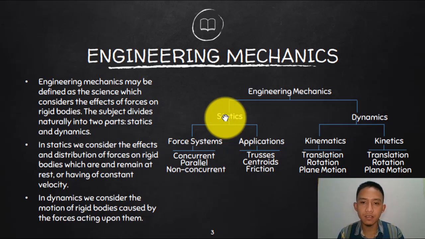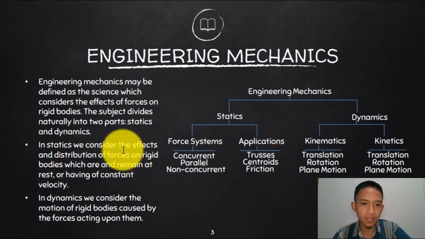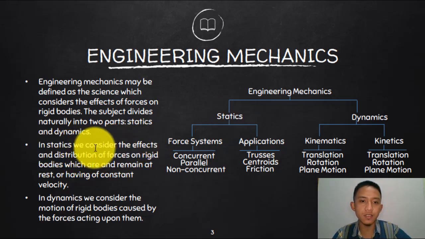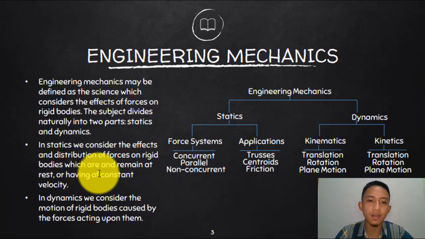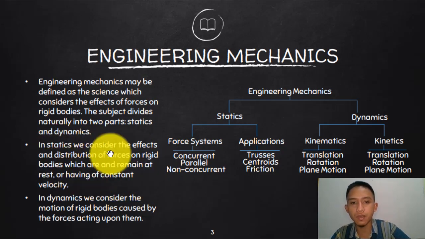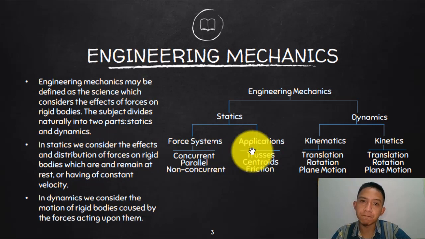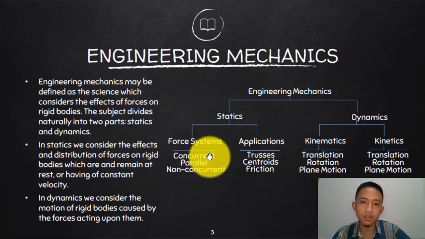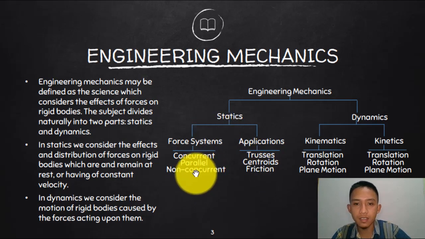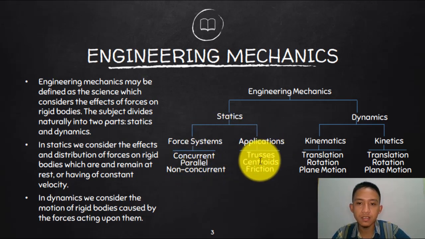In statics, we consider the effects and distribution of forces in rigid bodies which are and remain at rest or at constant velocity. So that is what you did in your statics of rigid bodies. You discussed the force systems: concurrent forces, parallel forces, and non-concurrent forces. And then you applied that in your trusses, centroids, and friction.